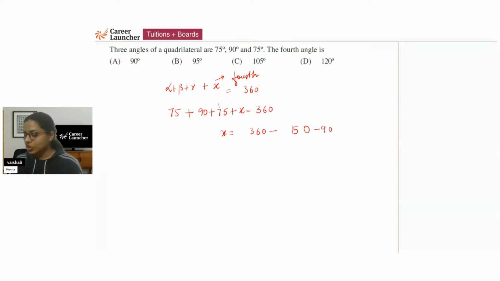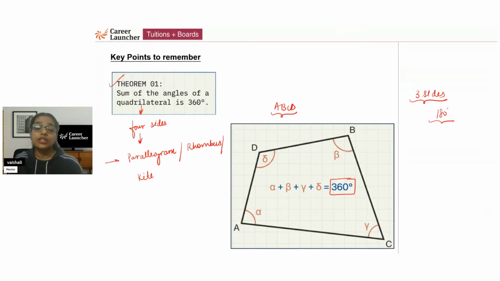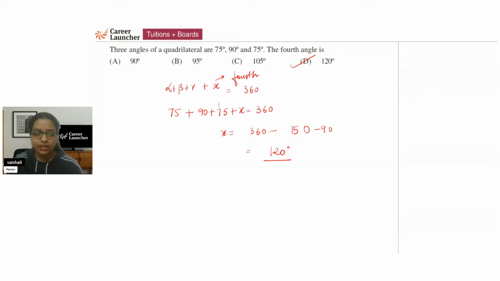Write your answers in the chat. What is it going to be? Are you guys getting 120 as the correct answer? Yes or no? Which is option D in this case. अगर option D आपको आ रहा है as an answer, so it is the correct one. Now let's look into the next one. So this question is very basic in terms of कि जो भी हमारे पास angles and property है in the case of quadrilaterals, उस पे based हमने एक question कर लिया है.